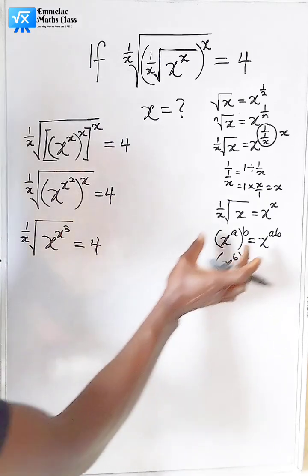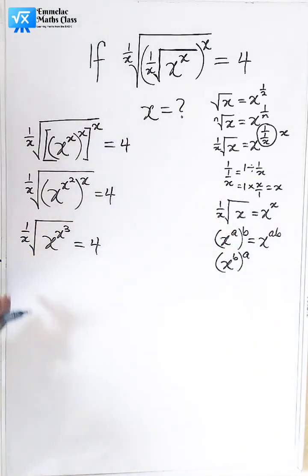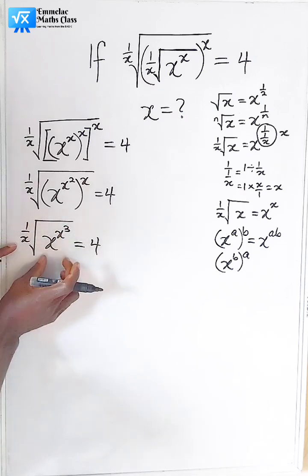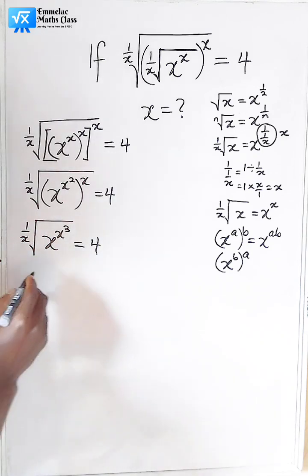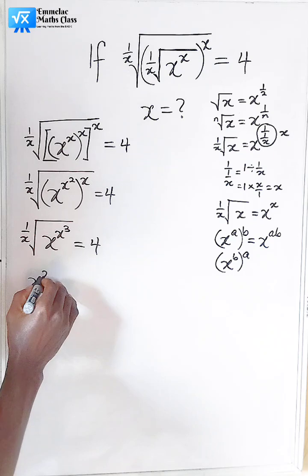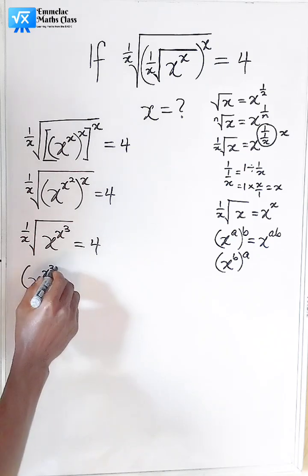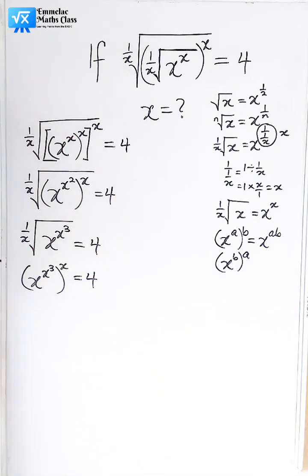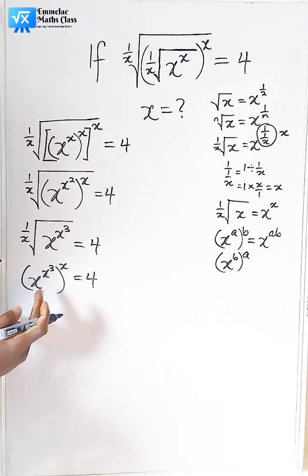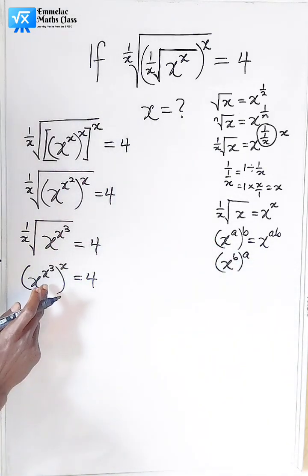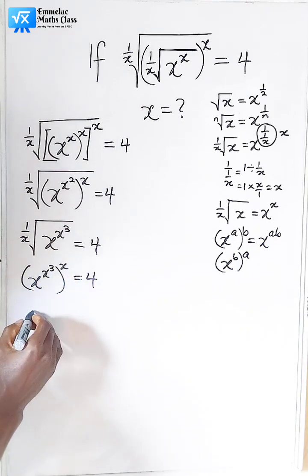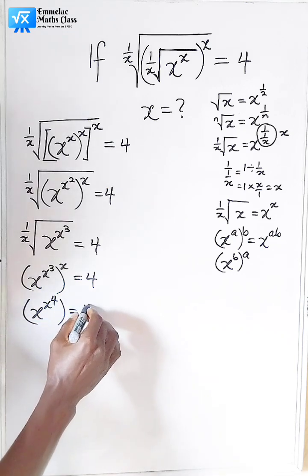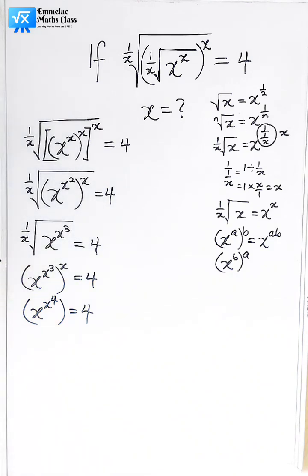Now let us go back to this rule. Which implies the (1 over x)th root of this whole expression in the root, we have x raised to the power of 3, all raised to the power of x, equals 4. So coming back to this again, we have x raised to the power of 3 times x, which is x raised to the power of 4, equals 4.